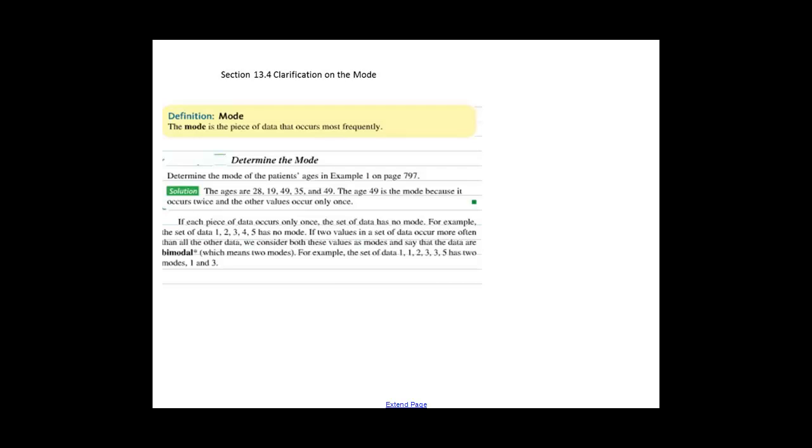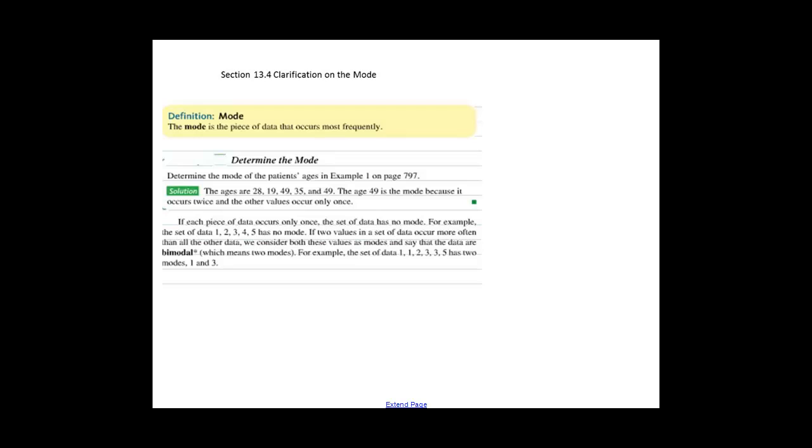In this video, I want to clarify the definition of mode. In one of the videos that is posted as a lecture resource in Blackboard, the presenter made an error in defining mode and giving an example. So I want to define it here for you. Now the text is absolutely correct. So the definition in your textbook for mode is a piece of data that occurs the most frequently.